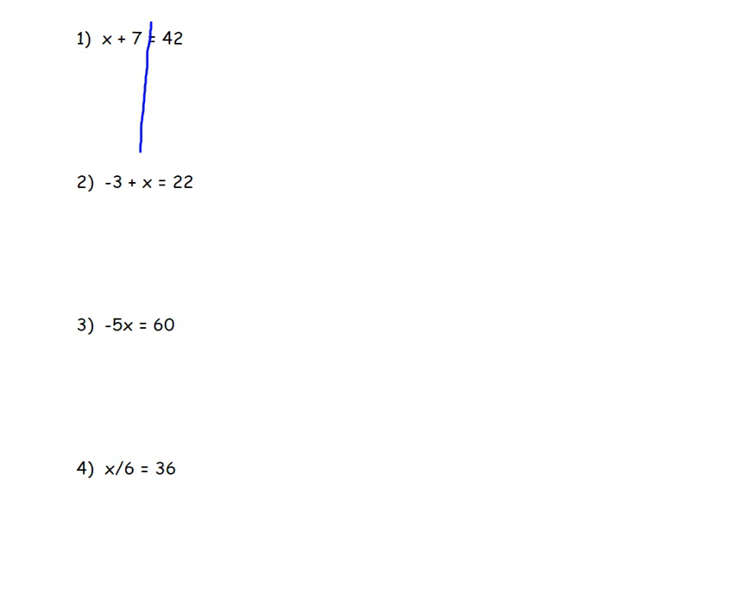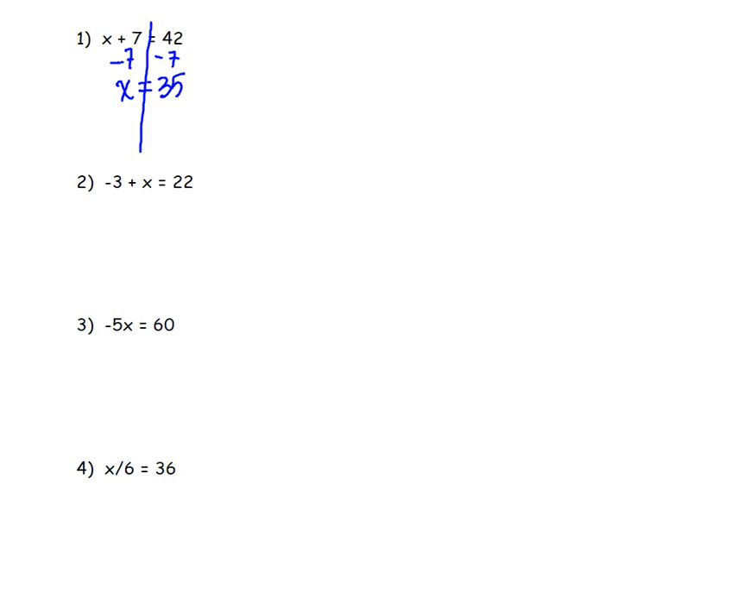What's happening to the x and what's messing it up so it's not by itself? Well, that would be the plus 7. So in order to undo that, I need to subtract 7 from both sides. That gives me x equals 42 minus 7 is 35. And if you didn't know that, you can use the calculator.